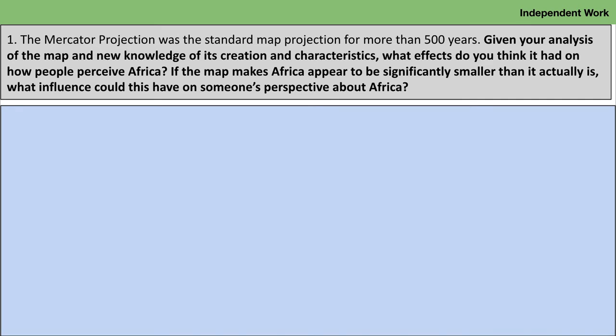1. The Mercator projection was the standard map projection for more than 500 years. Given your analysis of the map and new knowledge of its creation and characteristics, what effects do you think it had on how people perceive Africa? If the map makes Africa appear to be significantly smaller than it actually is, what influence could this have on someone's perspective about Africa?